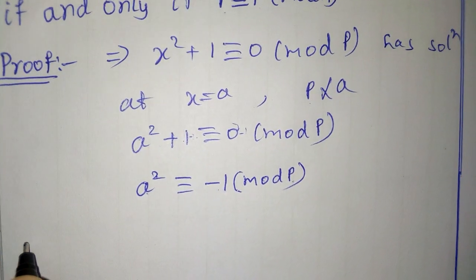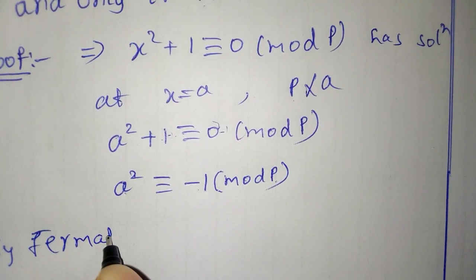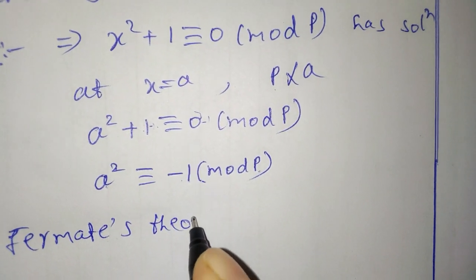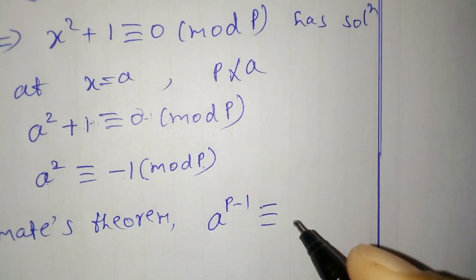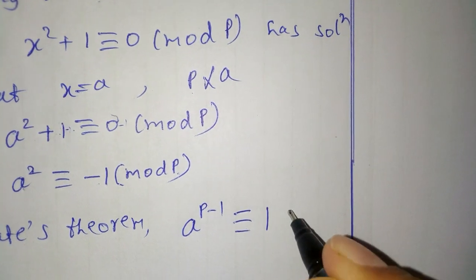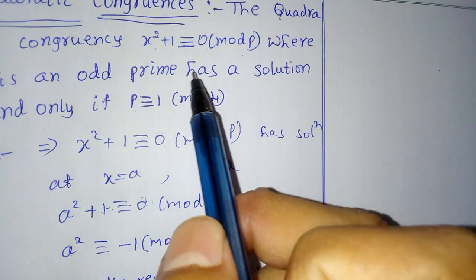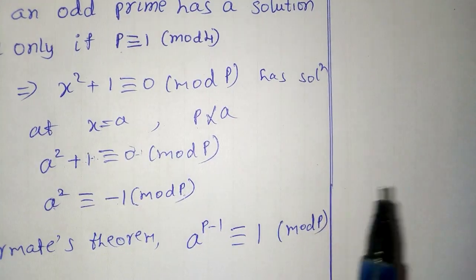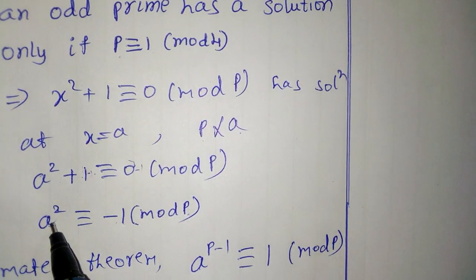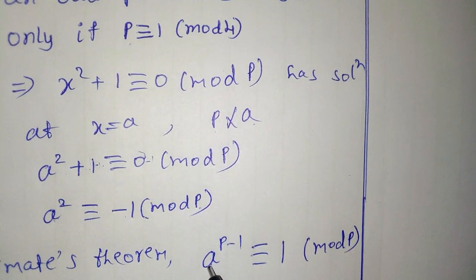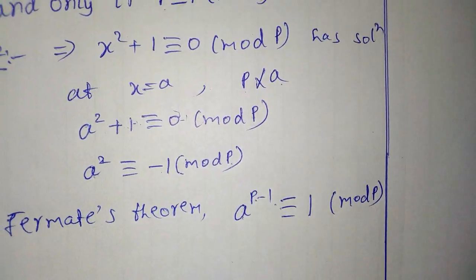Now what does Fermat's theorem say? By Fermat's theorem, we have a raised to p minus 1 is congruent to 1 mod p. Here p is an odd prime, so p is a prime number and p does not divide a. So we can write a raised to p minus 1 is congruent to 1 mod p. This is by Fermat's theorem.